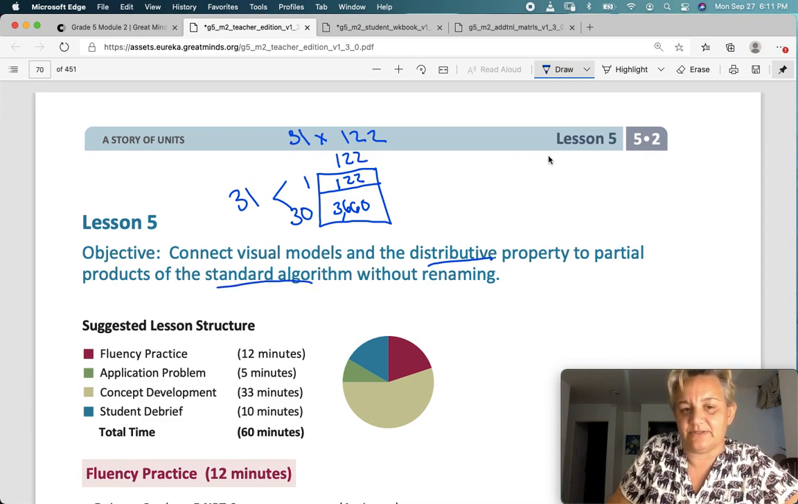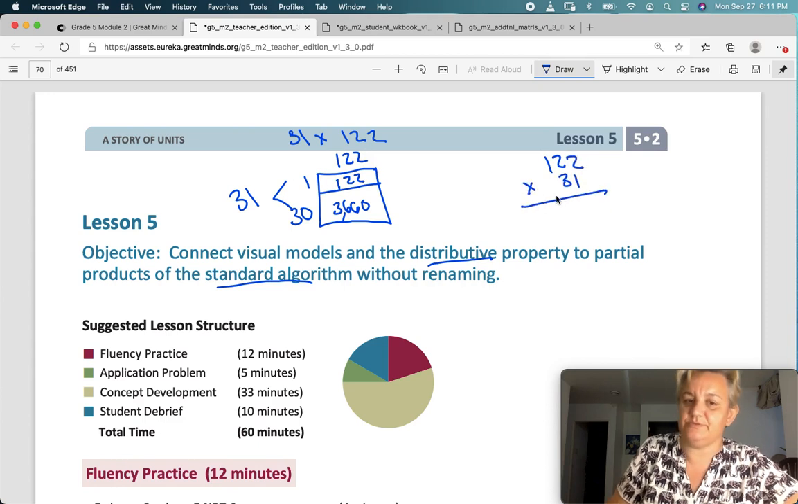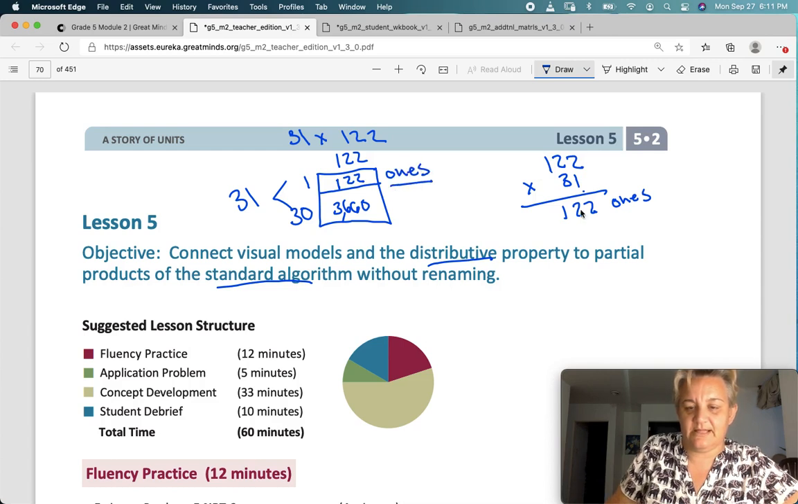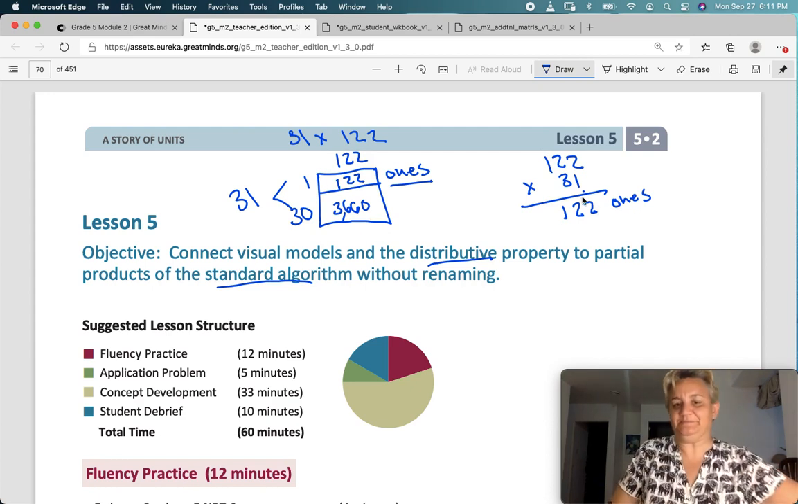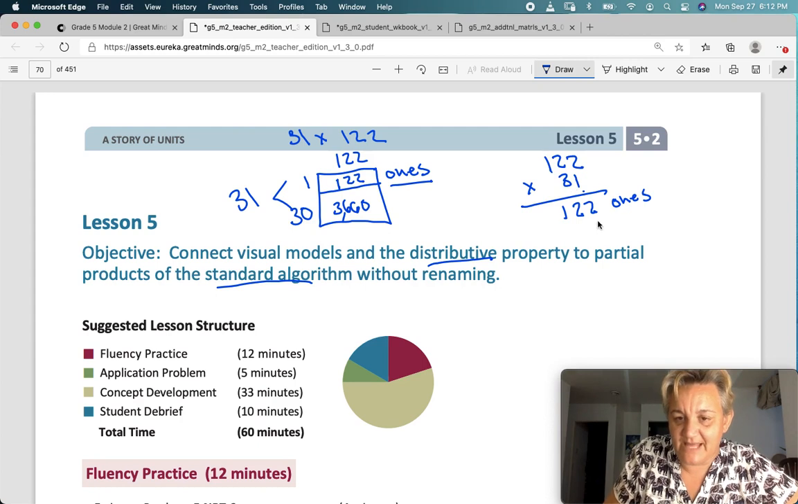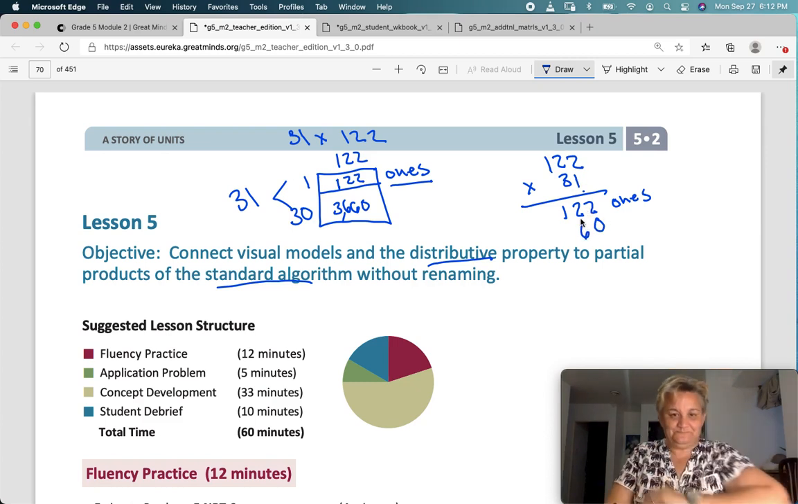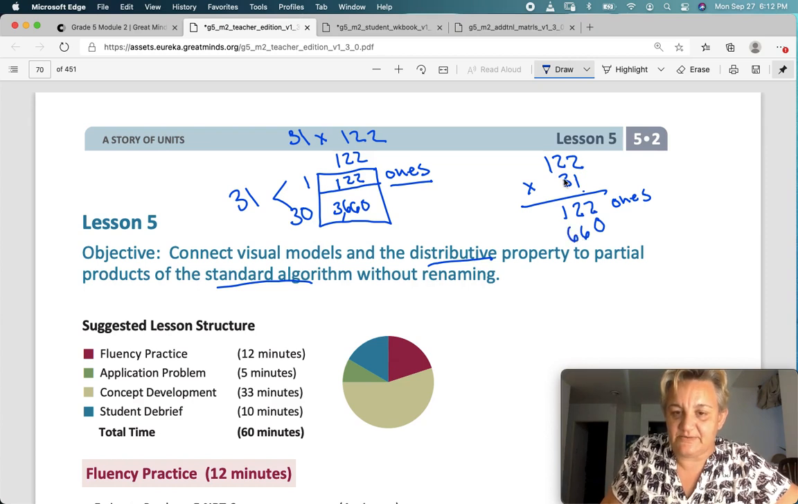So the standard algorithm looks like this, 122 times 31, which you should know how to do. 1 times 2, 1 times 2, and 1 times 1. These are the ones right here. They want us to recognize how we're splitting these apart. Now I'm going to multiply times the 3s. So I'm going to add my 0 because it's by the 10s. 3 times 2 is 6, 3 times 2 is 6, and 3 times 1 is 3.